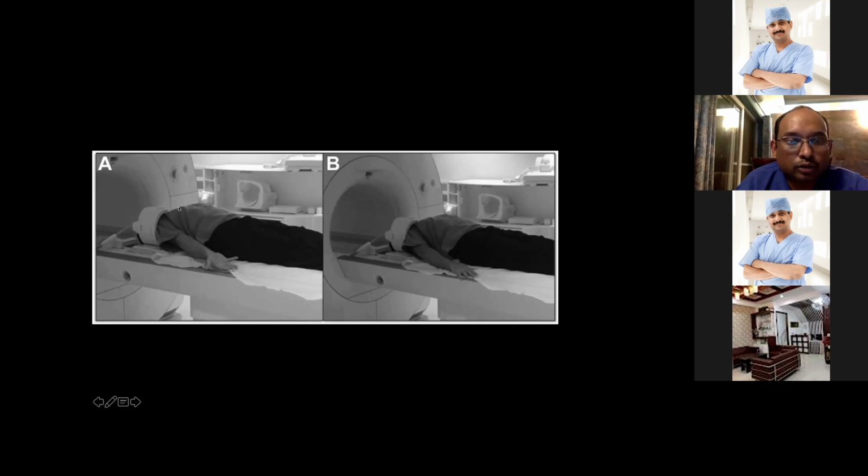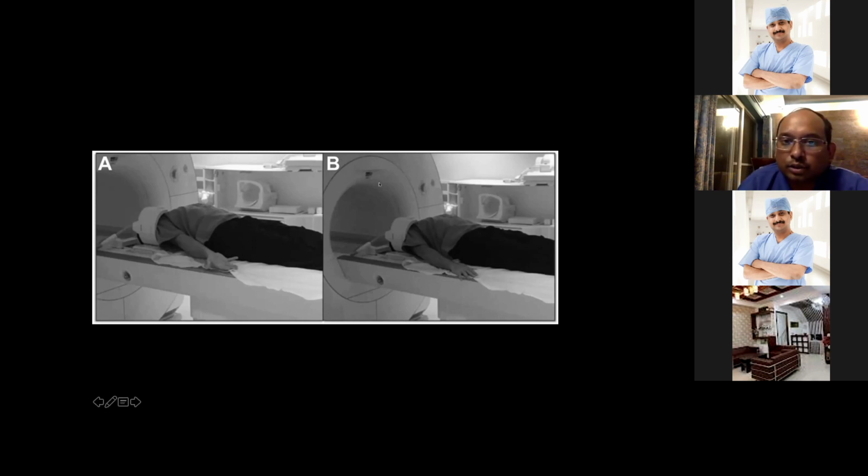We can also use something called a body coil, a flat coil which lies over the body. But the resolution in a dedicated shoulder coil is much better than a body coil. Sometimes, if the patient is heavily built, there is difficulty in positioning within the shoulder coil, so we do use the body coil, though there is some compromise in the quality of the imaging.